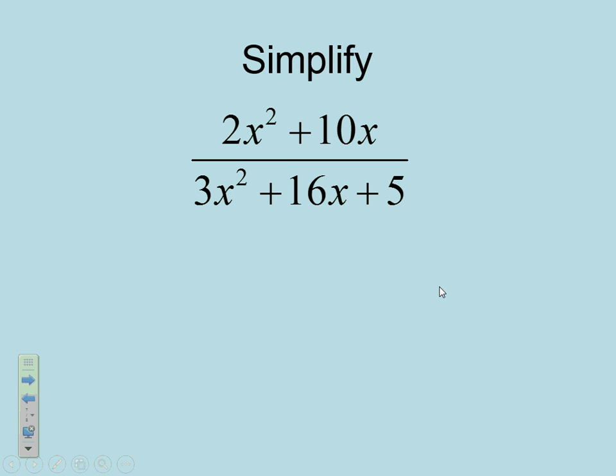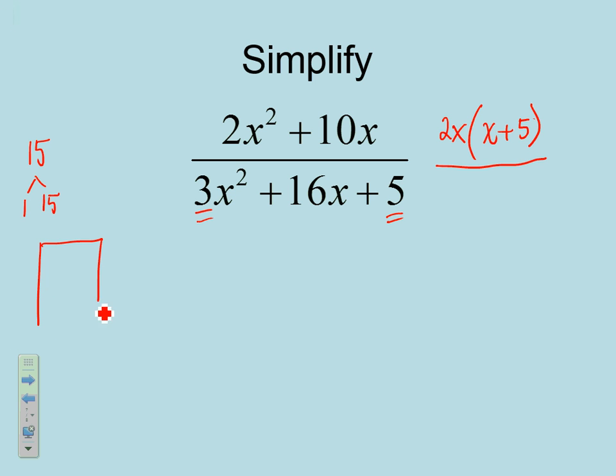Okay, let's try it again. Factor the top. What's in common between 2x squared and 10x? I think 2x. That gives me x plus 5. Factor the bottom. Oh, there's nothing in common. So it's not greatest common factoring. It has 3 terms. 3 terms is the AC method. 3 times 5, 15. 2 factors of 15, that makes 16. 1 and 15.